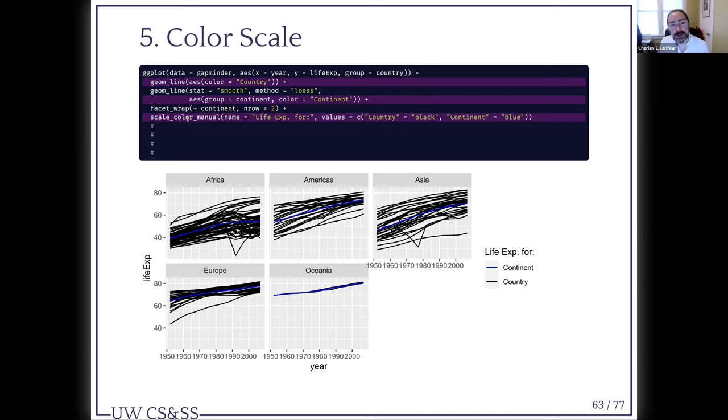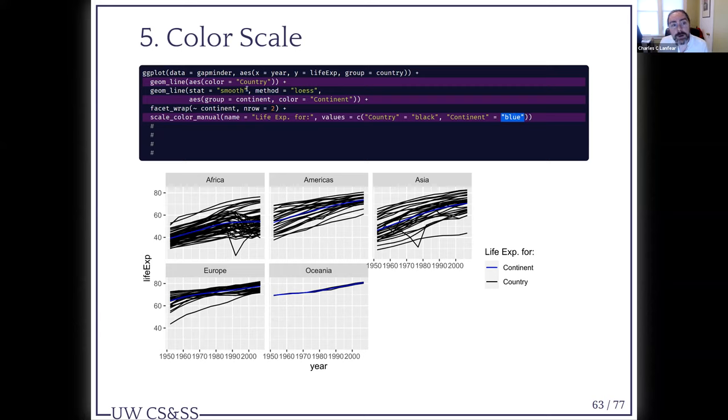What I've said here is my scale color manual. I'm going to name my color scale life expectancy 4, and life expectancy 4, that's the new legend down here. I'm going to set manual values. My manual values say any line for country is going to be a black line, and any line for continents is going to be a blue line.